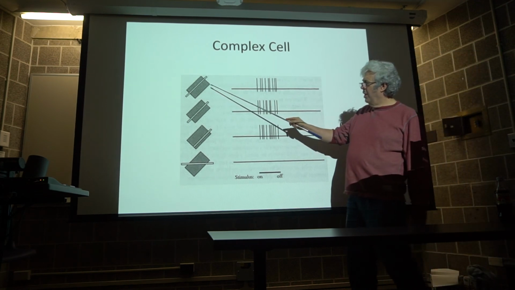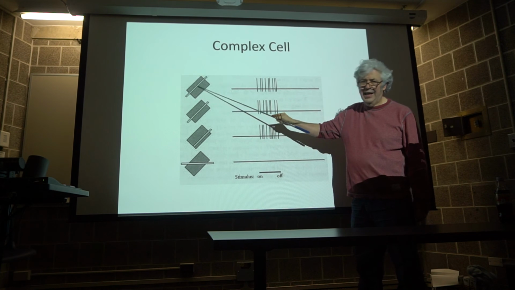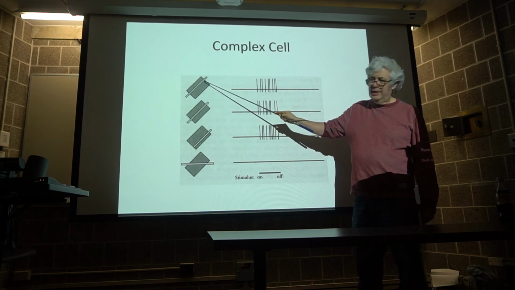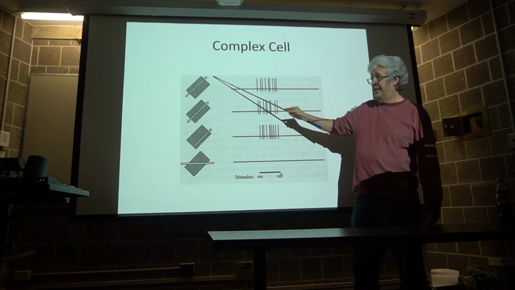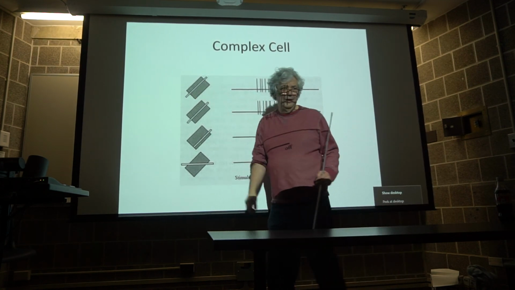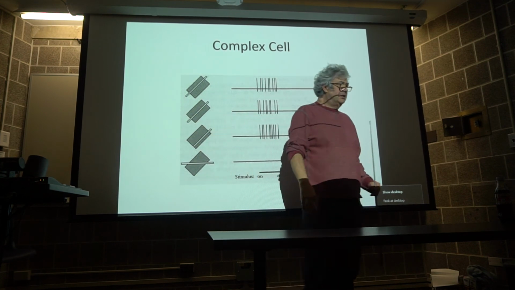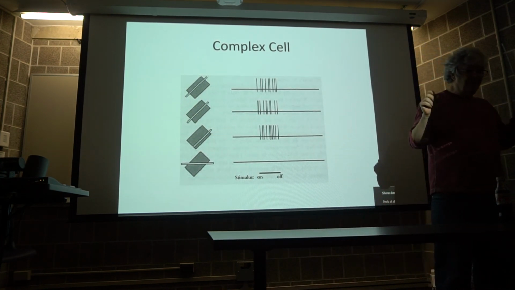Some of them, not all of them, are said to be end-stopped, which means there's an optimal length to the bar of light. Some aren't, like this is a non-end-stop cell. In an end-stop cell, if it went from here to here, you get a nice response, but if it stuck out over the edges, you wouldn't. Some complex cells are end-stopped, others aren't.